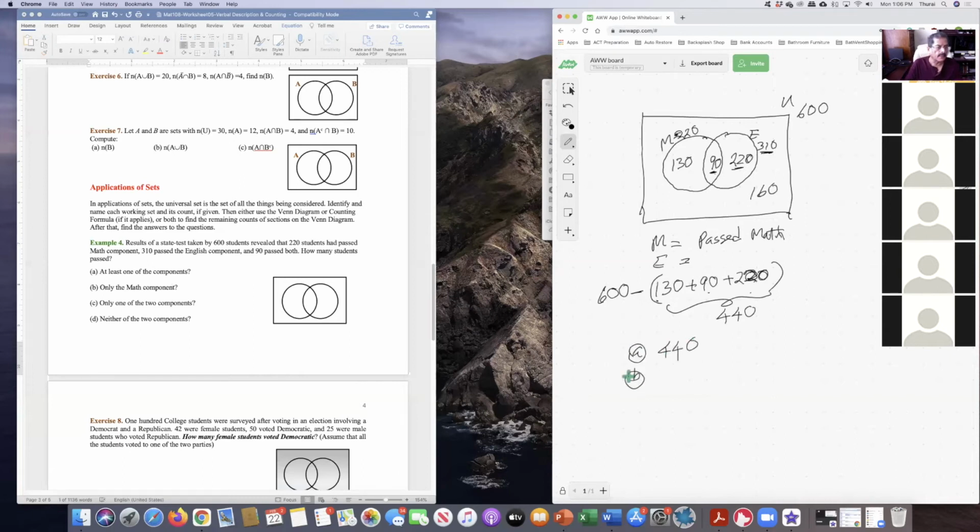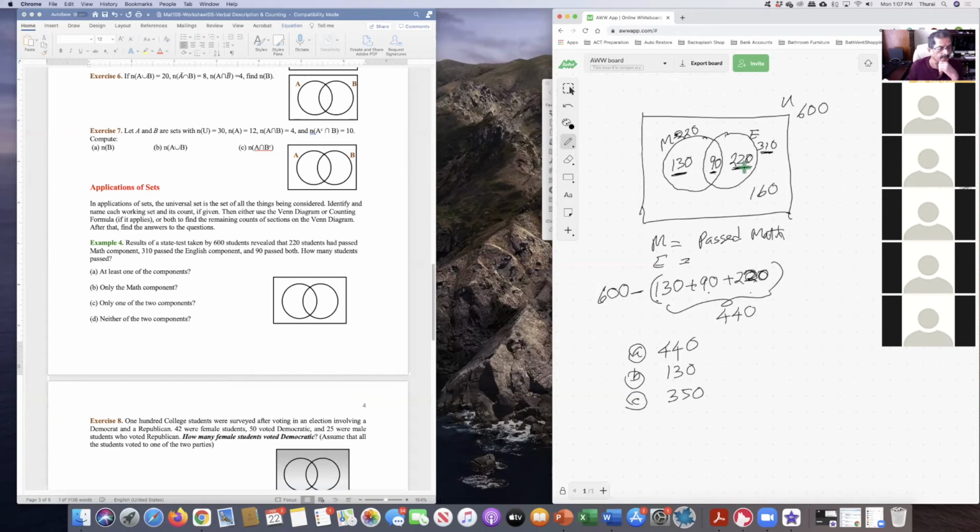Part B says, how many passed only the math component? 130. 130 is correct. As you can see, the 90 students passed both English and math. The 130 students passed only math. C is how many passed only one of the two components? Wouldn't that be 130 plus 220? Yes, that's right. 130 plus 220, that's 350. These 130 students and these 220 students passed only one of the two components, either math or English.